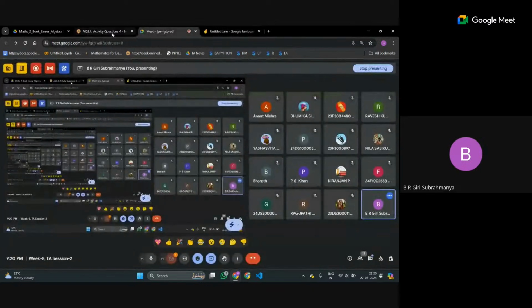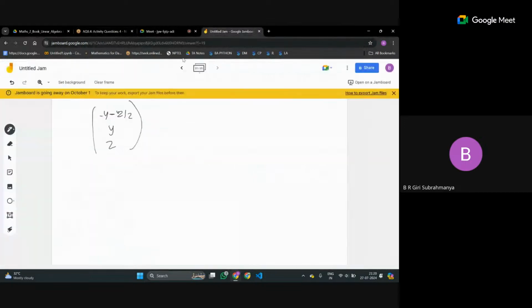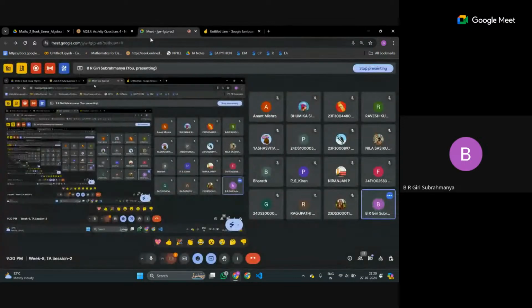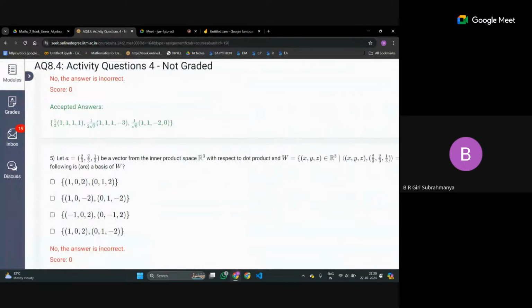Now you take 1, 0, 2. What are y and z? You know y is equal to 0 and z is equal to 2. So minus y minus z/2 should be equal to -0 minus 2/2, which should be minus 1, right? But this is 1 here. So this is clearly not in the null space, correct? So you can say this option is wrong.